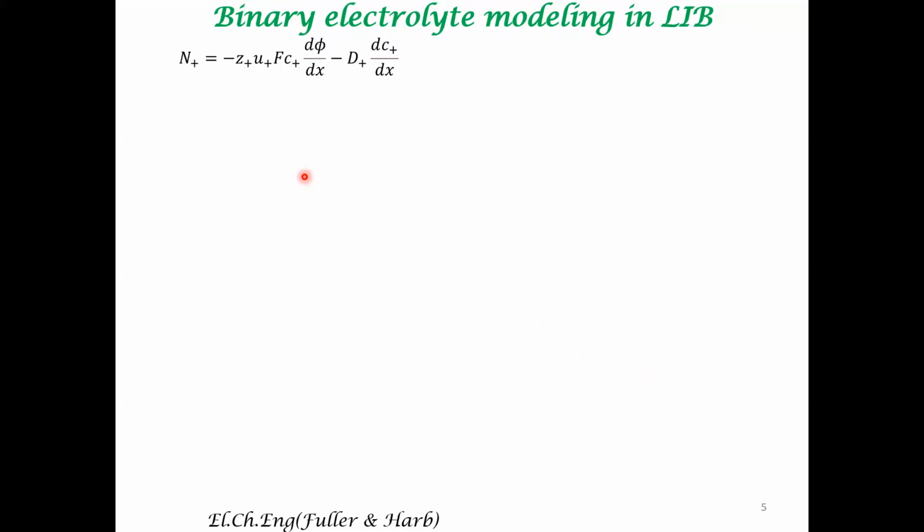So we derived the molar fluxes for a binary electrolyte in the previous lecture. Applying those equations to the molar flux for a cation, you get this equation using Faraday's law. Okay, so you can also write the molar flux for an anion in the following manner. Using Faraday's law, you can convert the molar fluxes to current.